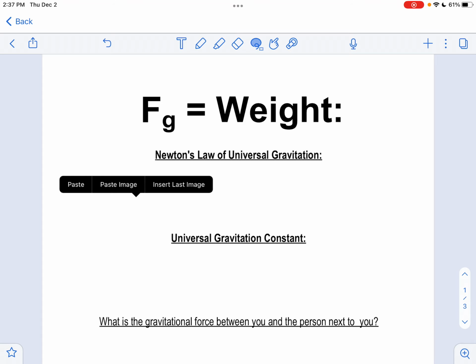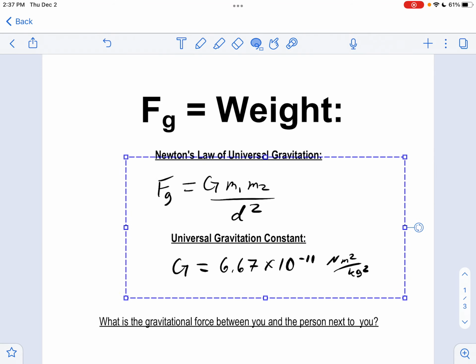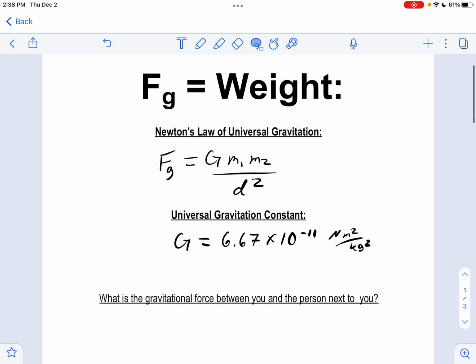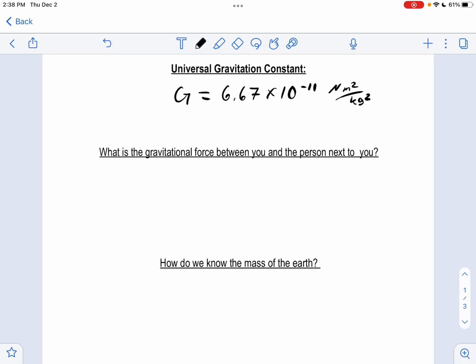Newton's law of universal gravitation is this formula: G m1 m2 over d squared, where G is this constant, 6.67 times 10 to the negative 11th newton meters squared per kilogram squared. In class, you're probably going to be asked at some point to calculate the gravitational force between you and the person next to you.